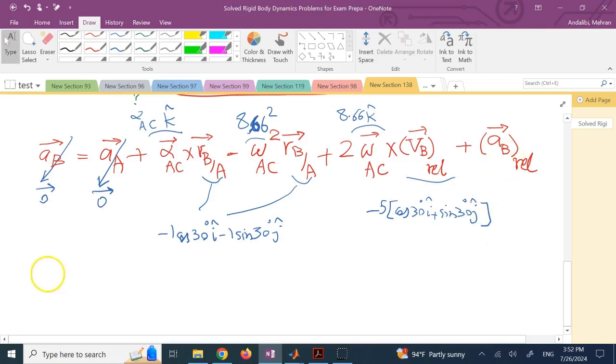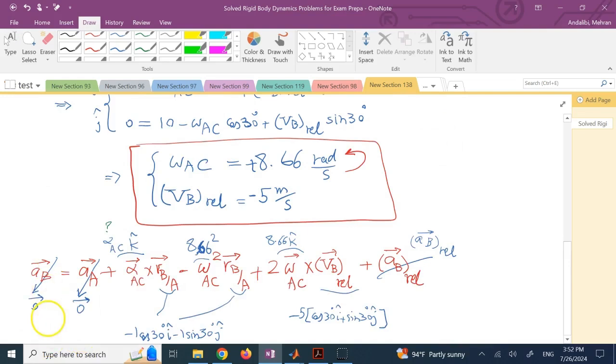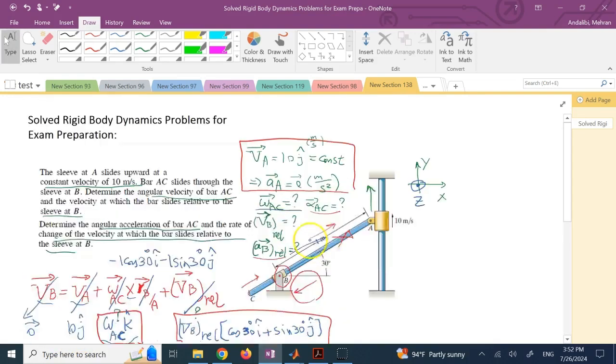And AB relative is whatever its magnitude is, which we don't know, times its direction. And what is the direction of it? Well, AB relative is like the derivative of VB relative. And VB, if you remember, was along this line, along the member. So if something is only moving along this line, the derivative of that should also be along the line, right? It's a rectilinear motion, that relative motion.